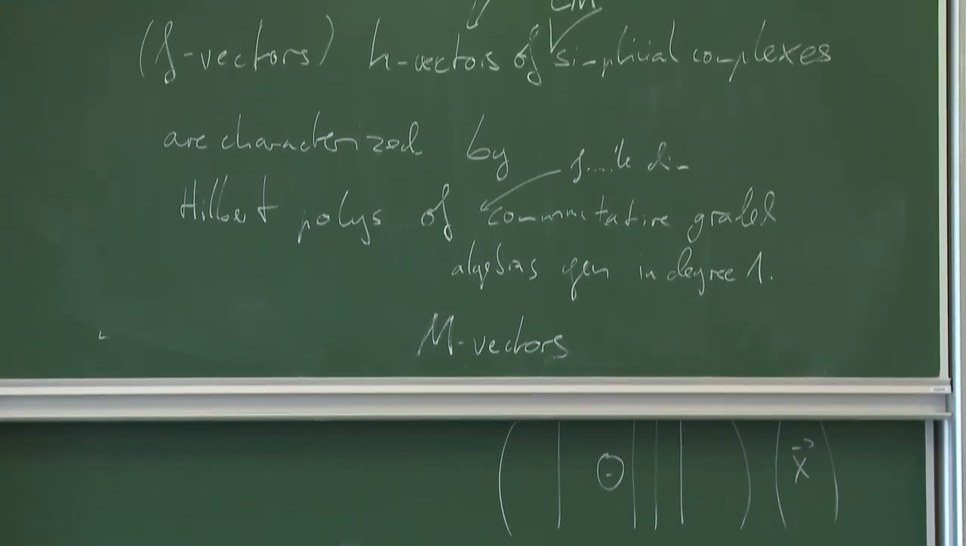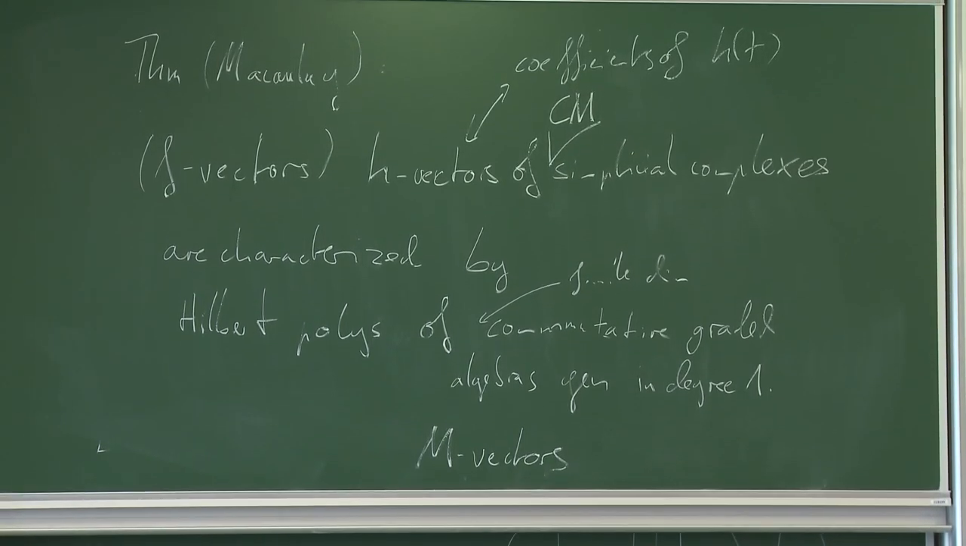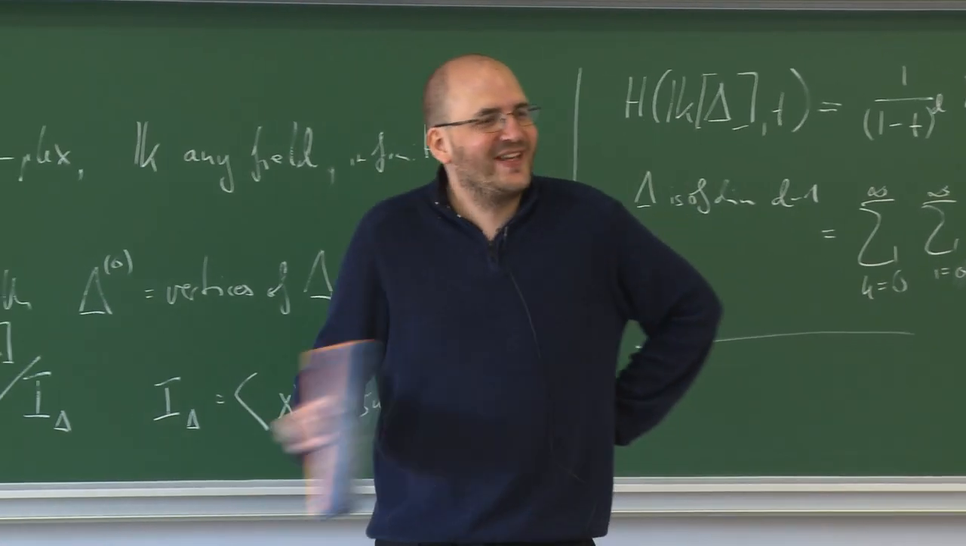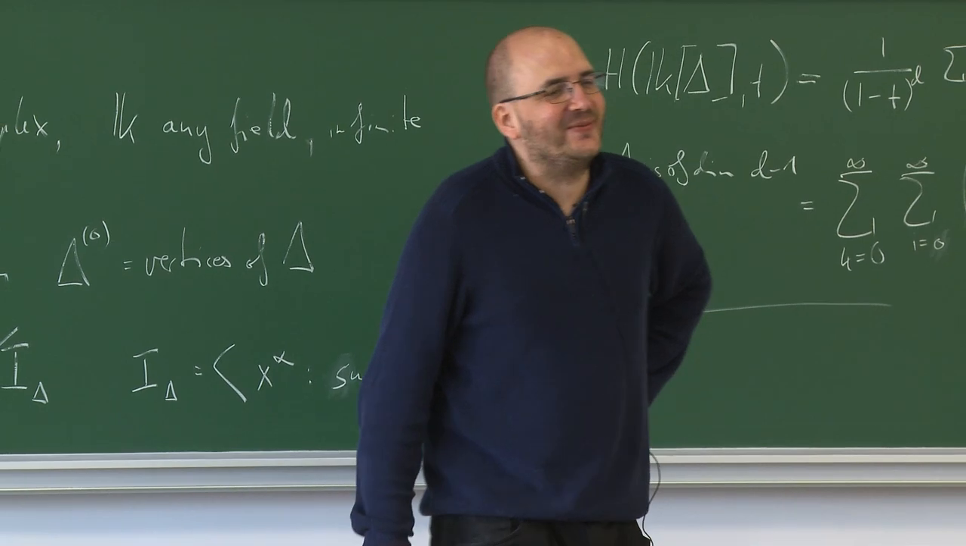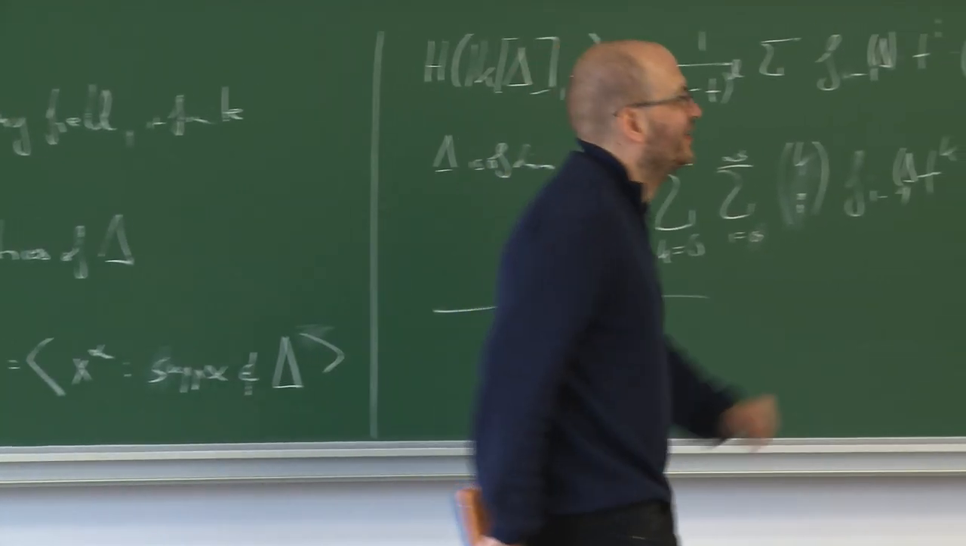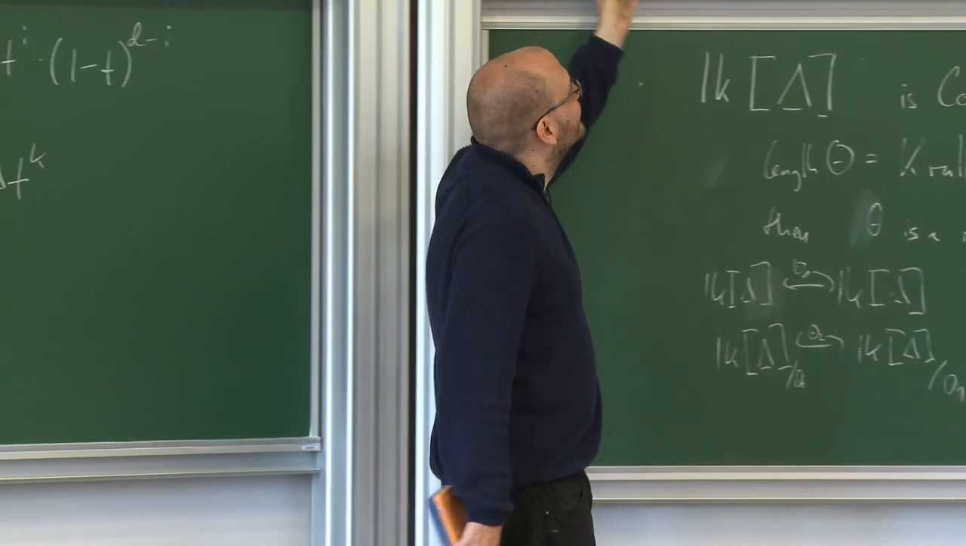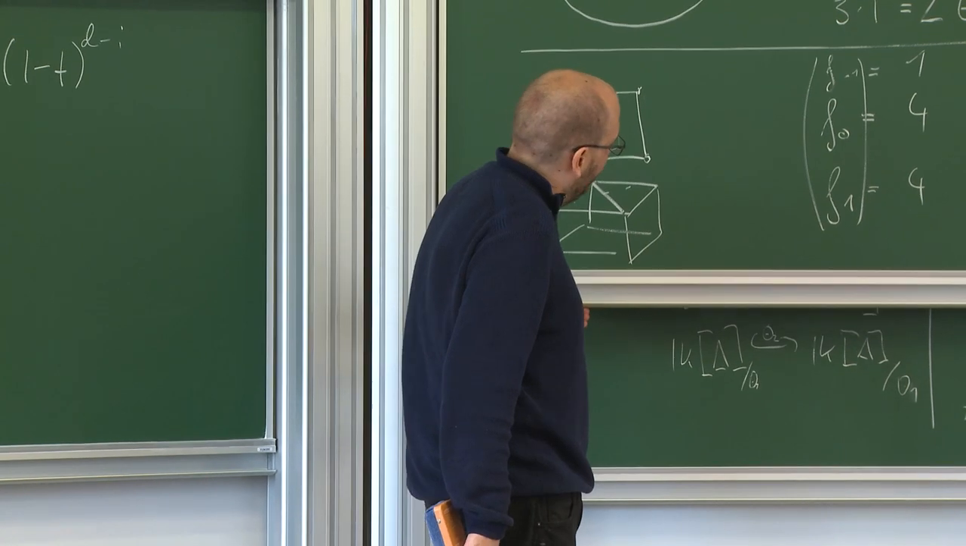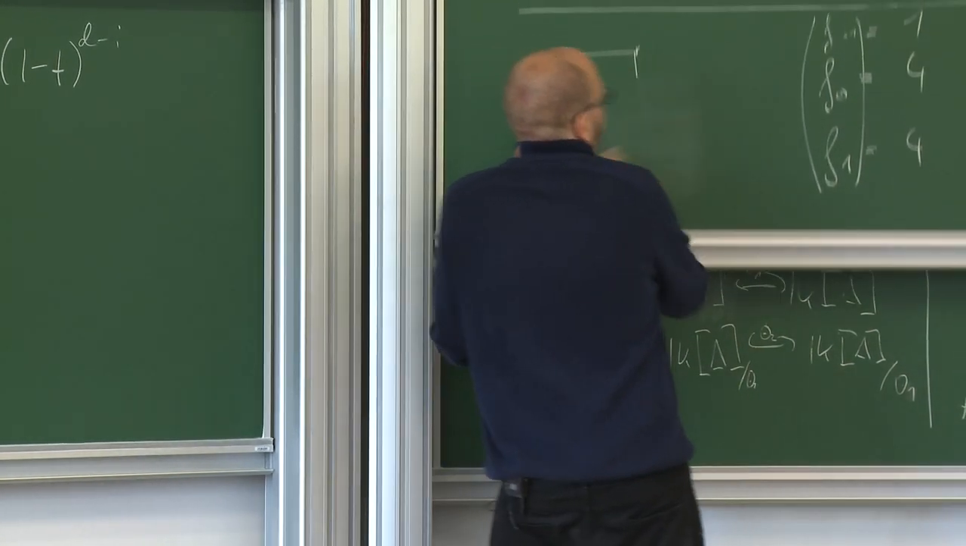I think M vector is just named for Macaulay. I don't think he named himself that way, although maybe he tried to. I don't remember. I actually once bought an old book of Macaulay. Like some modular systems. I think this one is the oldest one.